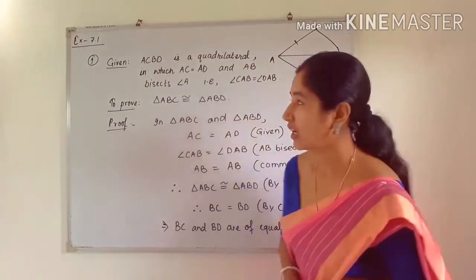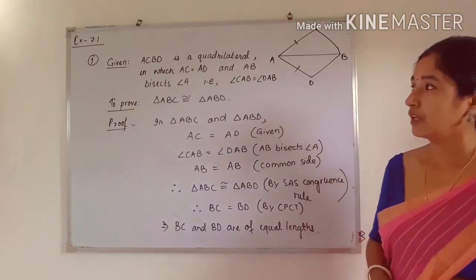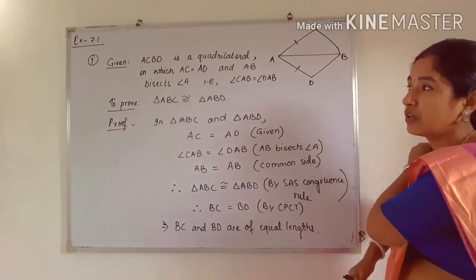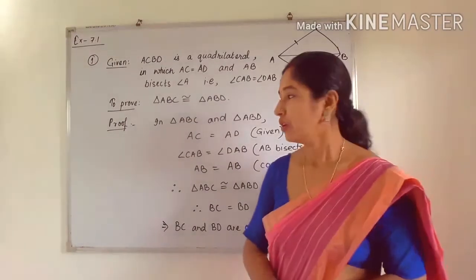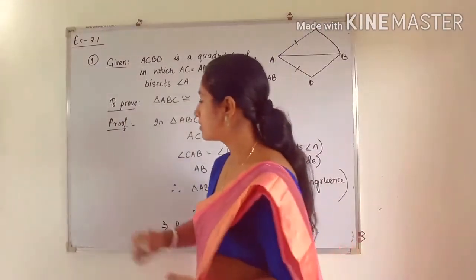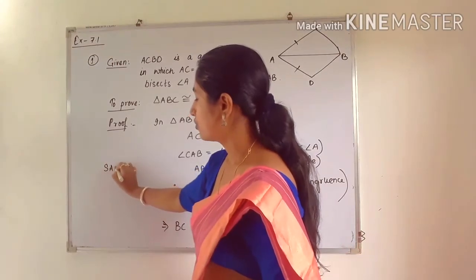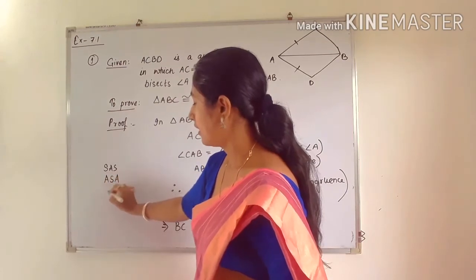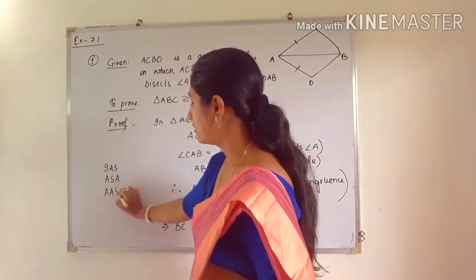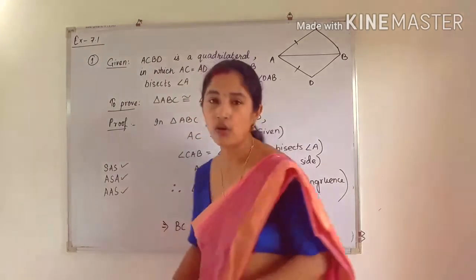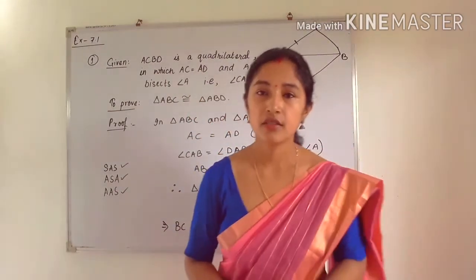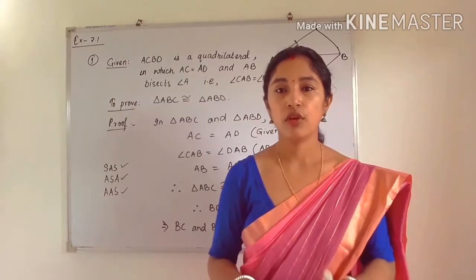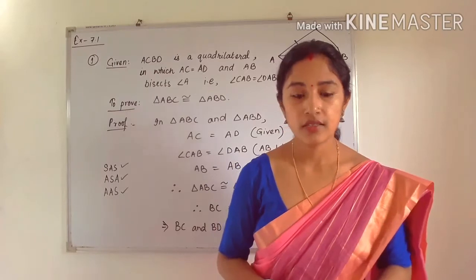So today I am going to start exercise 7.1. Already in my last lecture I have discussed the congruence rules. The first congruence rule was the SAS congruence rule. The second was angle, side, angle, and the third was angle, angle, side. These three congruence rules I have already discussed in the last lecture. So now, based upon these congruence rules, we will do questions from exercise 7.1.